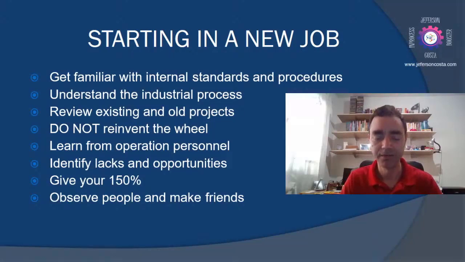There is a book very, very popular here in the West, that is How to Win Friends and Influence People, from Dale Carnegie, if I'm not wrong. And I strongly recommend you read it, because what is important about this last topic is that you are in the company today, and you don't know if you will be in the company tomorrow.